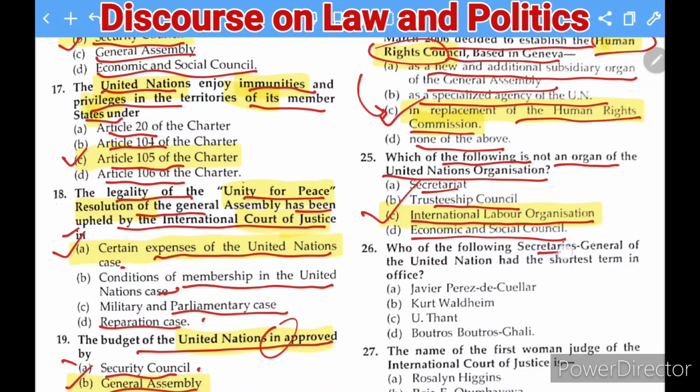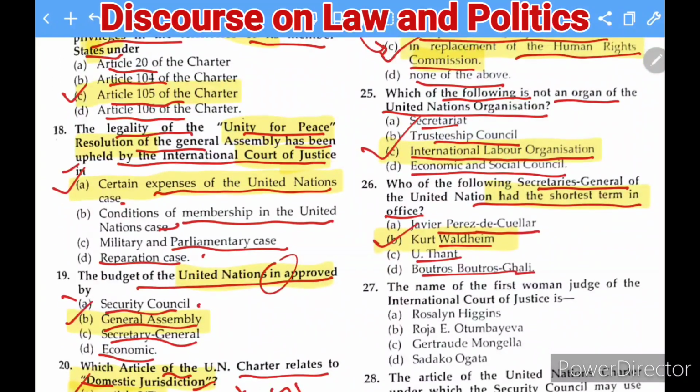So which of the following Secretaries General of the United Nations had the shortest term in their office? So who was the Secretary General who had the shortest term, that is, who stayed the least time in office? And the options which are given here: Javier Perez de Cuellar, Kurt Waldheim, U Thant, Boutros Ghali. Which is the right answer? Just give me. So who had the shortest term in the office? The option is right here. B is the right answer. Kurt Waldheim. So this is the right answer.